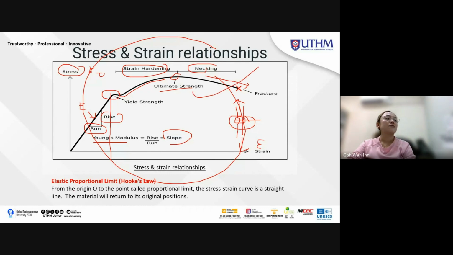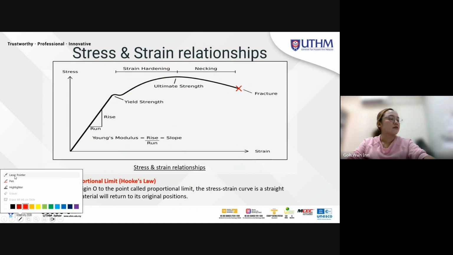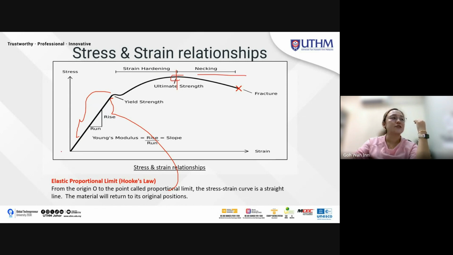From the origin O to the point called the proportional limit, the stress strain curve is a straight line. The proportional limit is here. The material will return to its original shape. Like I said, this is the elastic stage. After the elastic stage, you will move to the plastic stage, which is the strain hardening. After ultimate, you will go to the necking. Three stages.